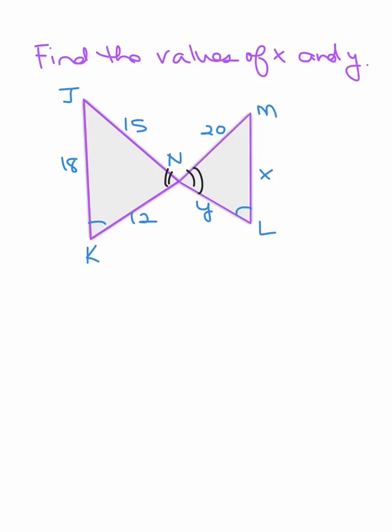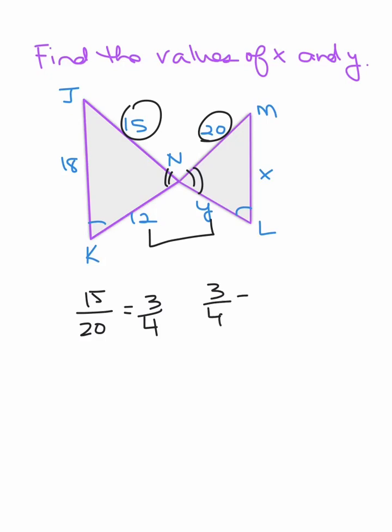So again, I have three sides here, and I need to figure out what is going to match up with what. So 12 and Y, they're going to go together. I have 18 and X, so I'm going to use 15 and 20. So 15 is going to be my triangle on the left, 20 is my triangle on the right, so I need to use those to get my scale factor. And that will simplify to 3 over 4. So I can use 3 over 4 is equal to, now let's use 18 over X.